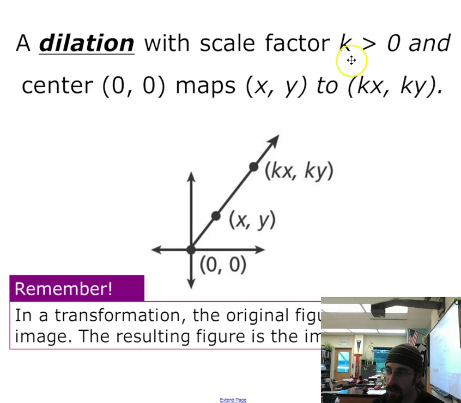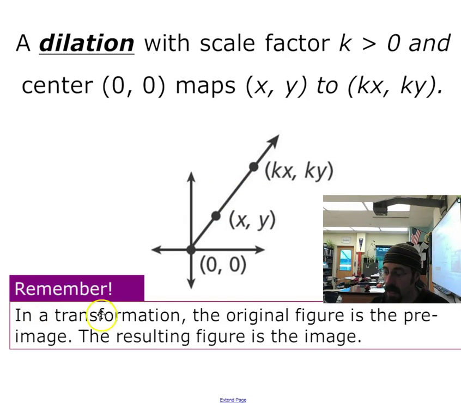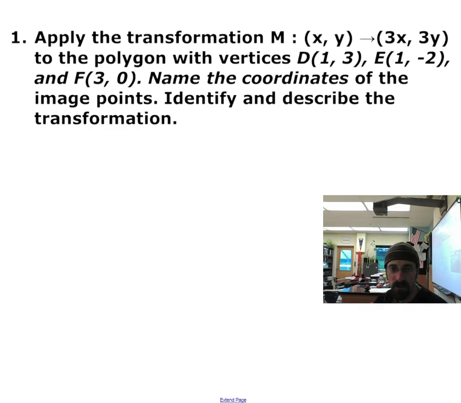All right, so again, I talked about a dilation having a scale factor. If that scale factor is greater than 0 and centered on 0, 0, the origin, it maps it. So if this was your original point and you multiplied the x-coordinate and the y-coordinate by k, that would shift it right along this line. We'll get into this a little more later on, but that's the big thing you need to remember. Little note here: in a transformation, the original figure is the pre-image, and the resulting figure is the image.